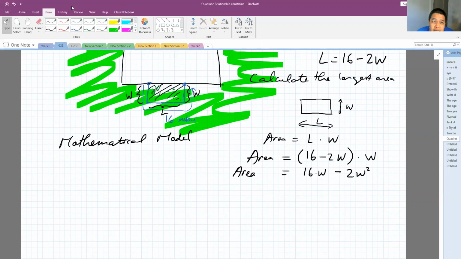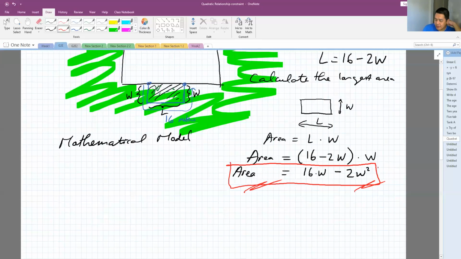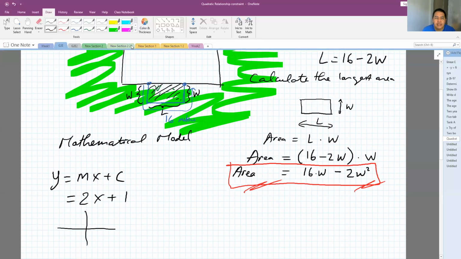Now if you look at this expression, we have a quadratic relationship between the area and the width. And this is actually interesting because in the previous lesson, we also learned about a relationship, but it was not quadratic. It was a linear relationship. So if you have this kind of equation, for example, y equals mx plus c, or for example, y equals 2x plus 1, and then you try to plot this equation, what you will see is a straight line, right?